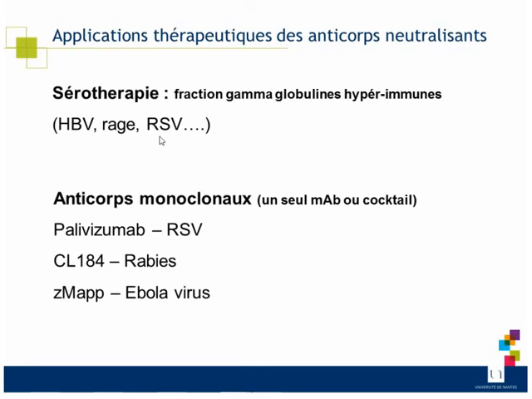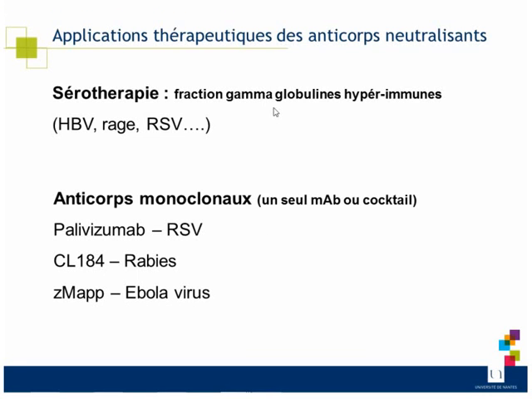Babies that are premature will be highly susceptible to severe RSV infection and can be preventively treated by gamma globulin serotherapy. This is now being replaced by using monoclonal antibodies. For RSV, there is a product used in pediatric medicine. For rabies post-exposure prophylaxis, CL184, a combination of two monoclonal antibodies, is given instead of the hyperimmune serum from animals. And ZMapp is a cocktail of monoclonal antibodies used successfully to treat people for Ebola virus infection.